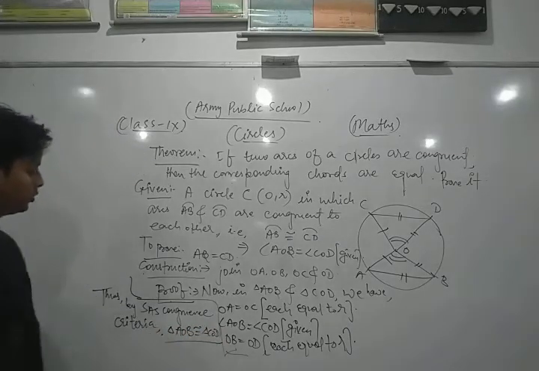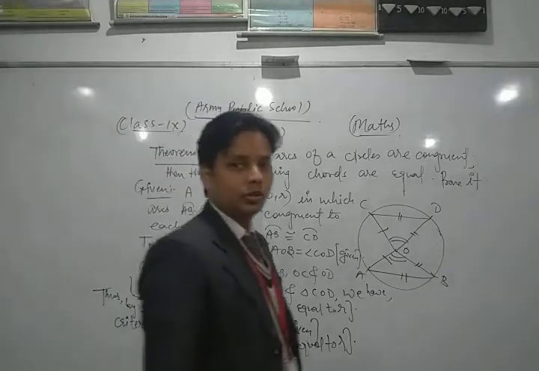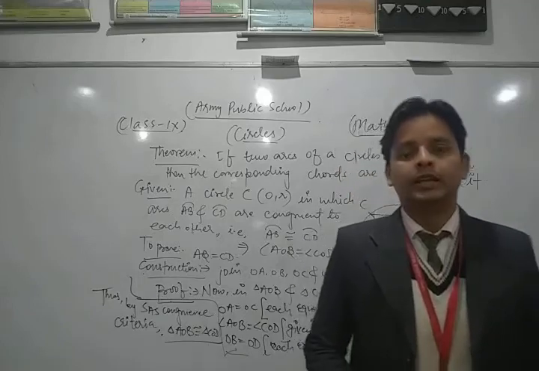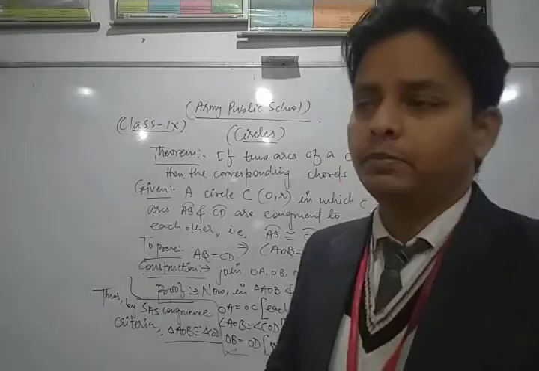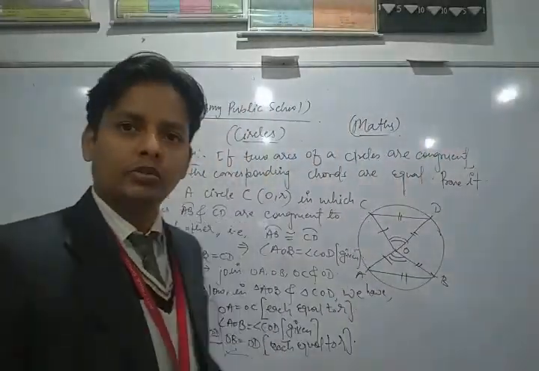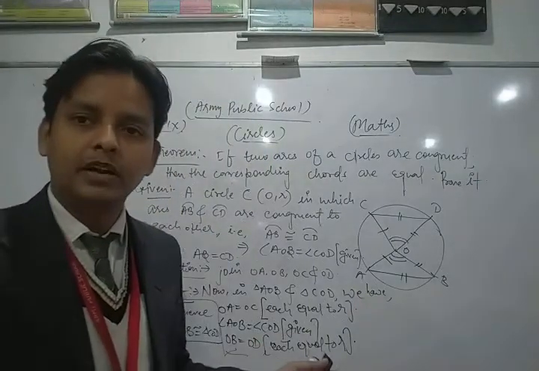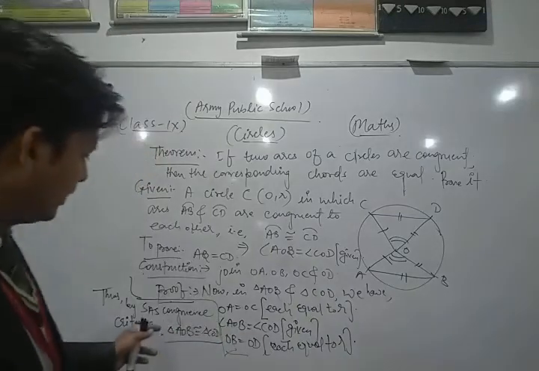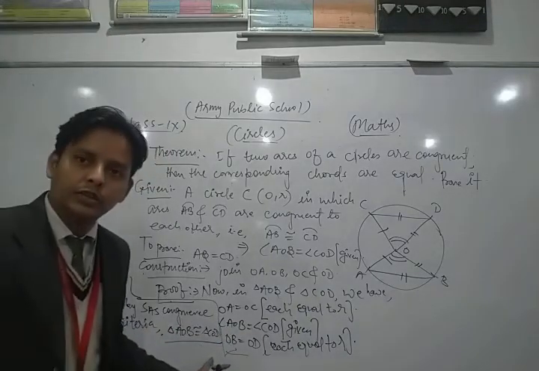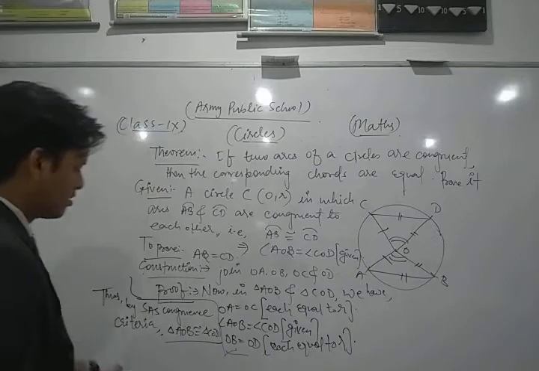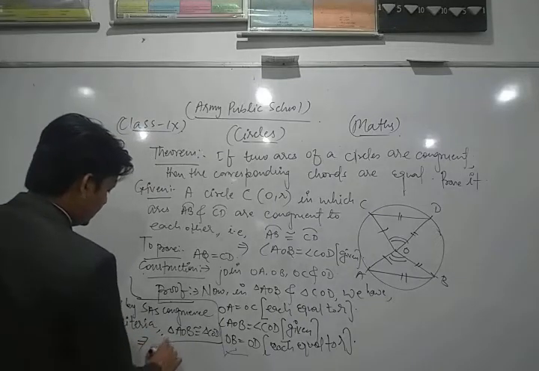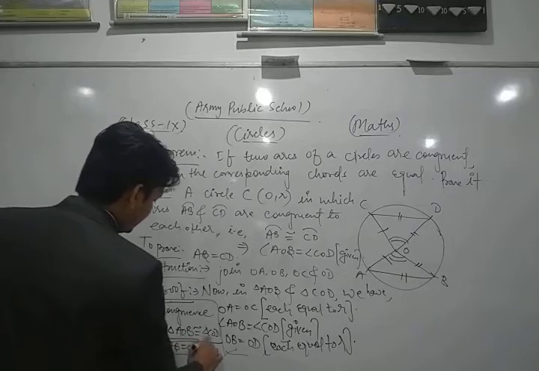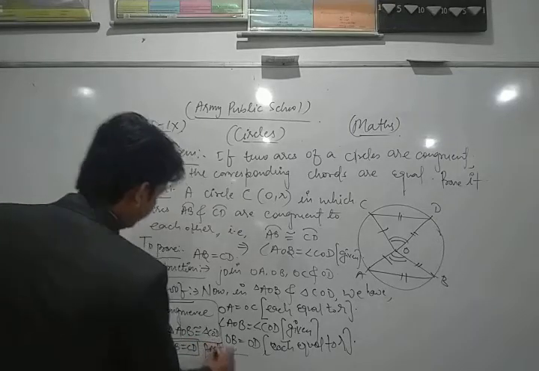triangle COD. So dear friends, you know that if two triangles are congruent to each other, then by the concept of CPCT, meaning corresponding parts of congruent triangles must be equal to each other. So in this way they are congruent to each other. So thus by CPCT we have AB is equal to CD, hence proved.